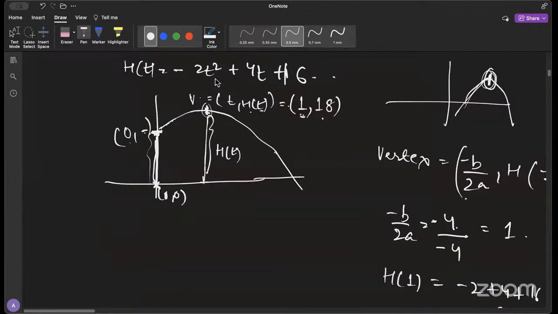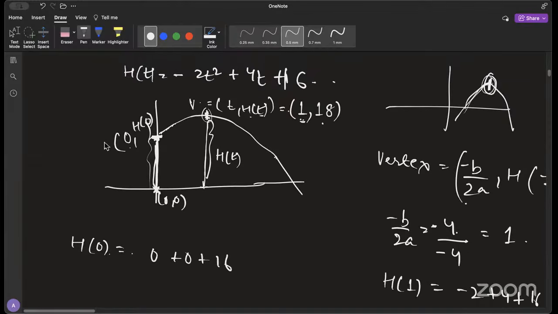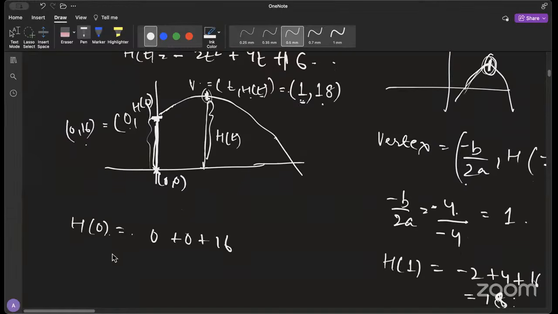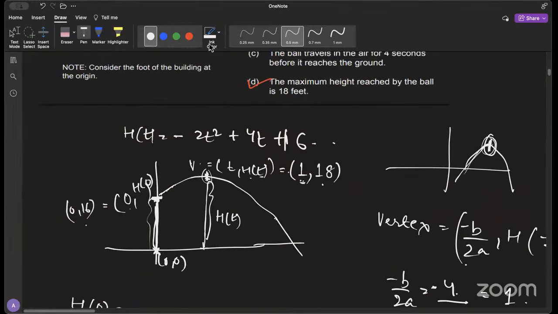So you will substitute t equals 0 here. You will get h of 0. This y that we're looking for should be h of 0. And your h of 0 is 0 plus 0 plus 16, which is 16. That means this point is going to be 0 comma 16, which is also correct.